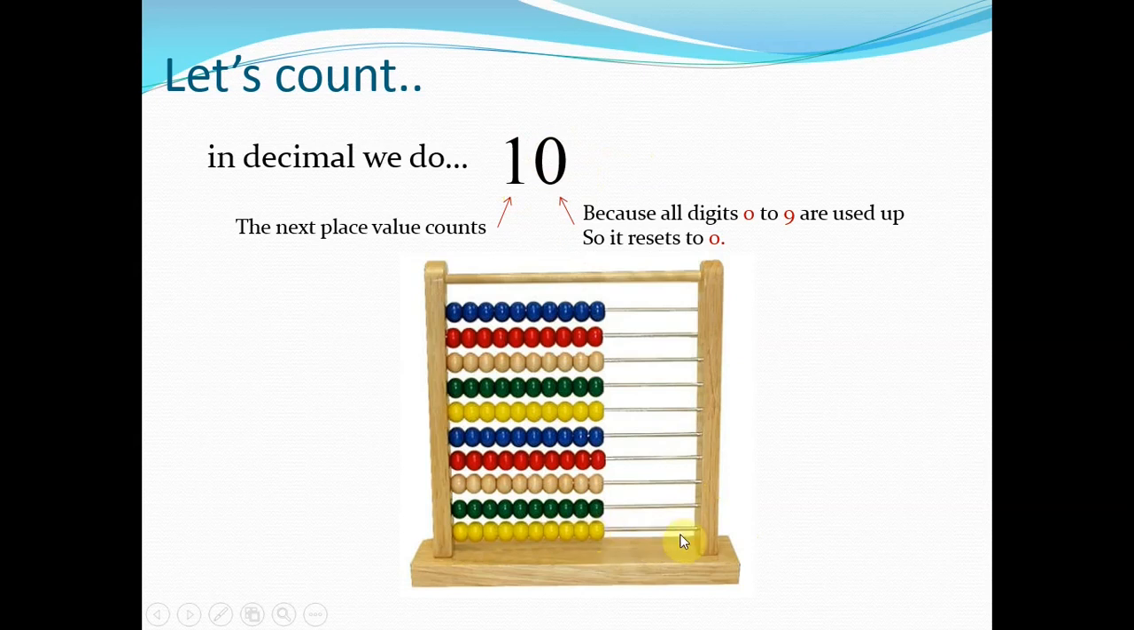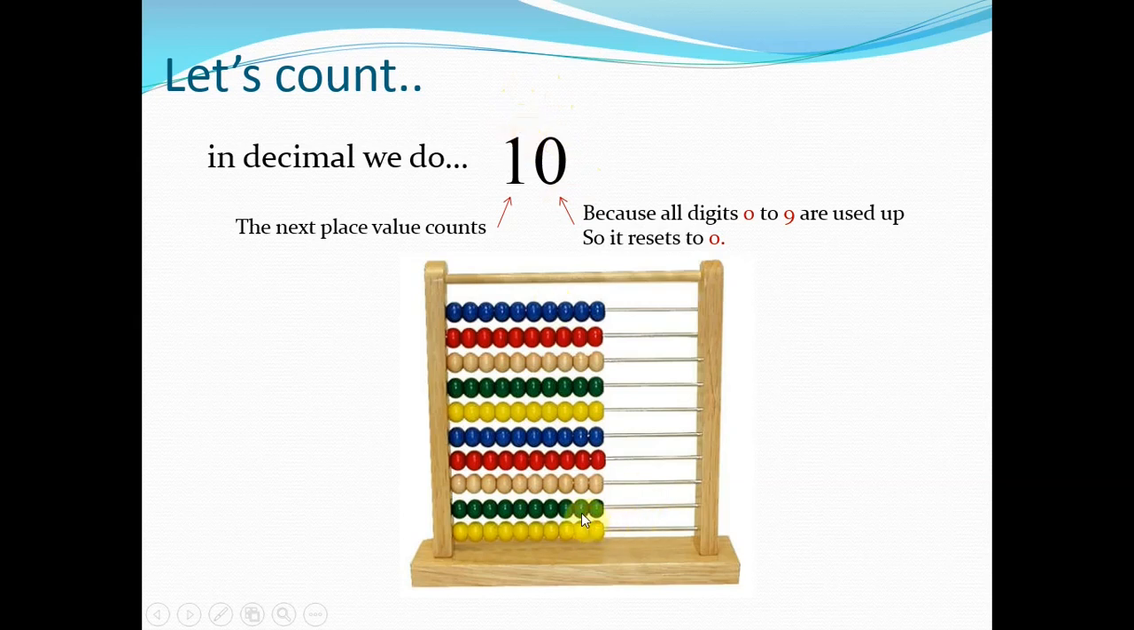If we continue, we have 1, 1, 1, 2, 1, 3, 1, 4, 1, 5, 1, 6, until all of the beads here are used up. So we have 19. After 19, we don't have any more counting beads or counting digits here, so we reset to 0, and every time we reset to 0, we increment the next place value.